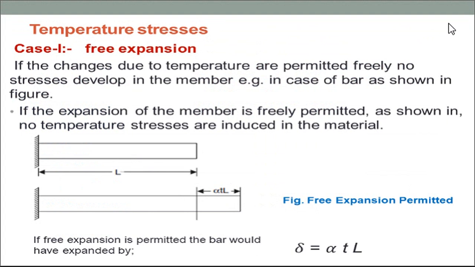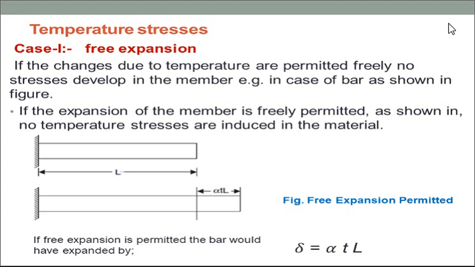After that, temperature stresses. Now our main objective is to find out the temperature stresses. Actually there are two cases here. One case is free expansion. When free expansion is allowed in the member or material, no stresses develop in the member. If the changes due to temperature are permitted freely, no stresses develop in the member.